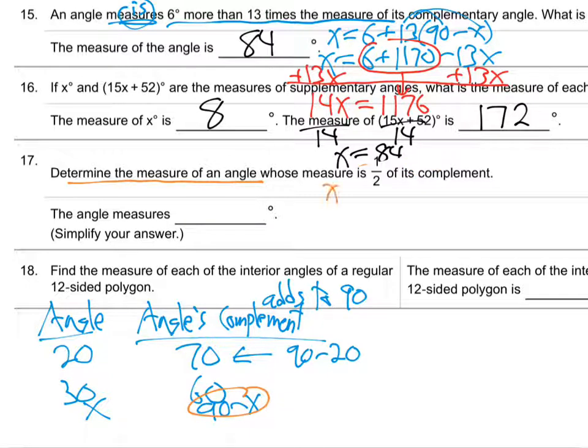So the angle is 1/2 of its complement, 90 minus x. Easiest thing to do with fractions is just get them out of there right away. So I'm just going to multiply this side by 2 and multiply this side by 2. It cancels that out, so you get 2x, and then you just get 90 minus x. You don't have to worry about the fraction anymore. I multiplied both sides by 2.